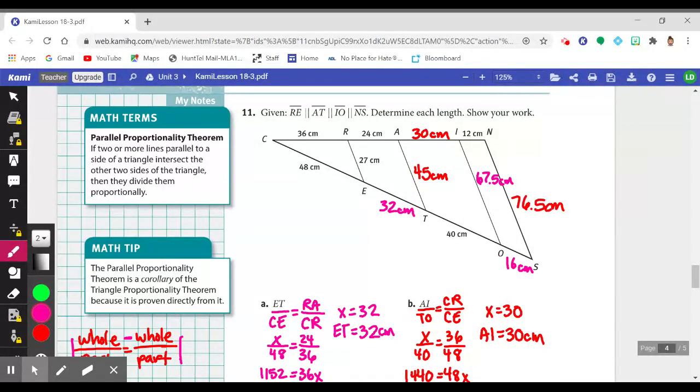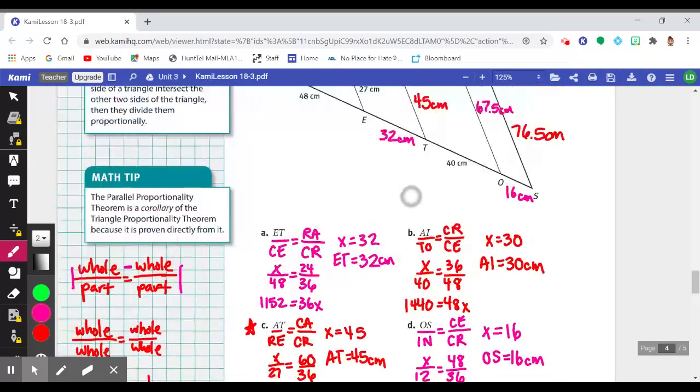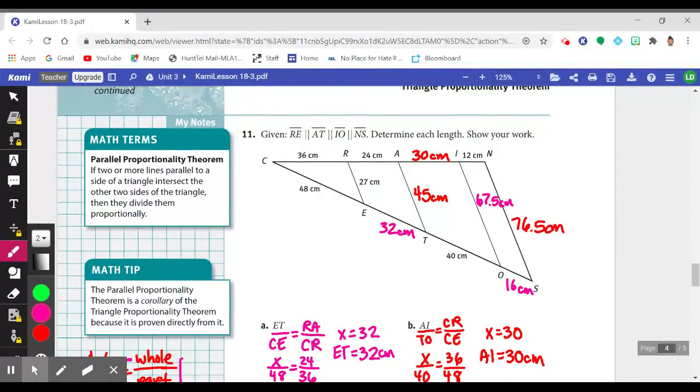So now, to use for the second ratio, I need to find another whole side of the triangle that AT is on. So I believe I chose CA. So AT corresponds to CA. A whole side, AT, corresponds to CA, another whole side of triangle CAT. Well, to find the distance from C to A, I simply added these two distances here and got 60 centimeters.